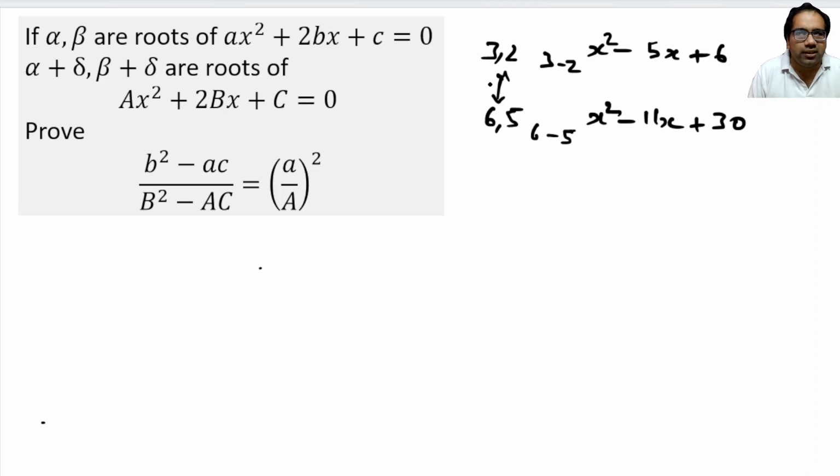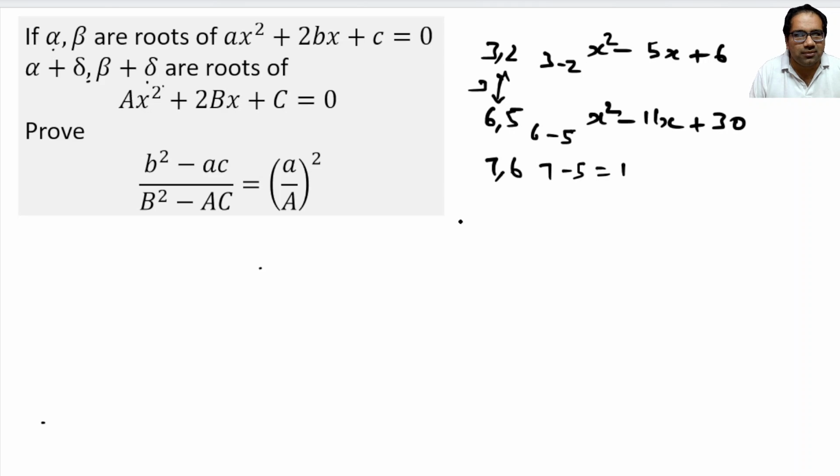Let's say here the delta is 3. 3 plus 3 is 6, 2 plus 3 is 5. If delta is 4, then it becomes 7 and 6, and 7 minus 6 is still 1. Basically, the difference of the roots in this case and in this case is still the same. Alpha minus beta is equal to alpha plus delta minus beta plus delta. This delta will cancel, so the difference of roots here and here are both the same.